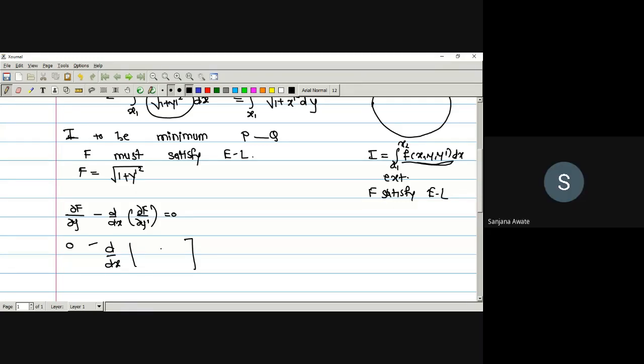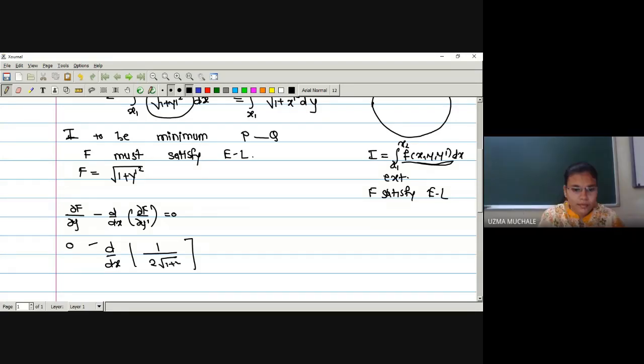1 by 2 into square root of 1 plus y dash square. Then the derivative of y dash square we should take. This is true for root x: the derivative of root x we can write as 1 upon 2 under root of x. But the derivative of x we also have to write down. So here, what is the derivative of y dash square, or the derivative of whatever is under the root?